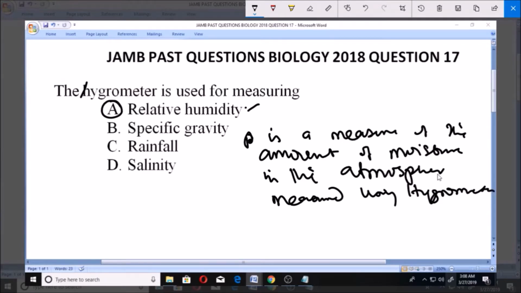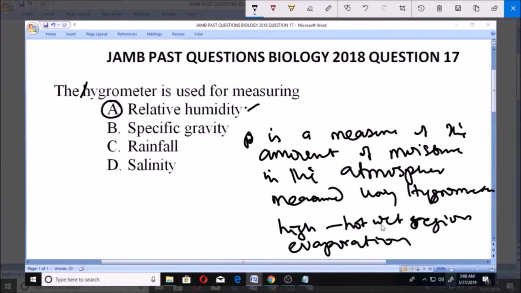Now it is usually high in hot wet weather. So you have relative humidity to be high in hot wet regions. That's where you get your relative humidity to be high, and it affects the rate at which evaporation takes place. You can measure it using a hygrometer. That is the equipment used in measuring relative humidity, and that makes option A the right answer. Thank you.